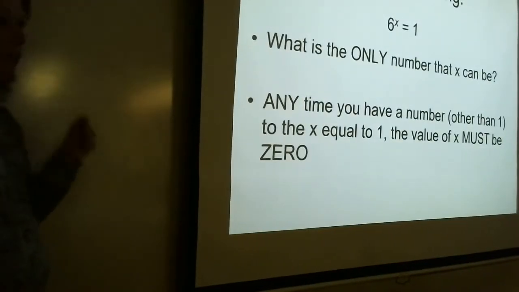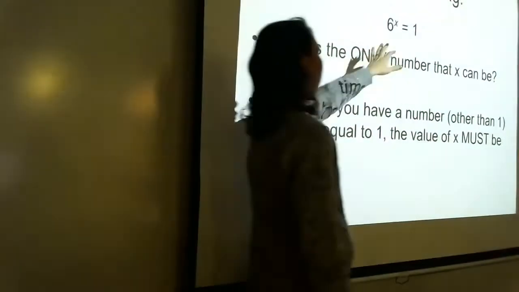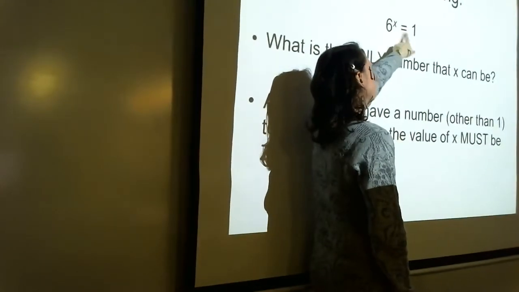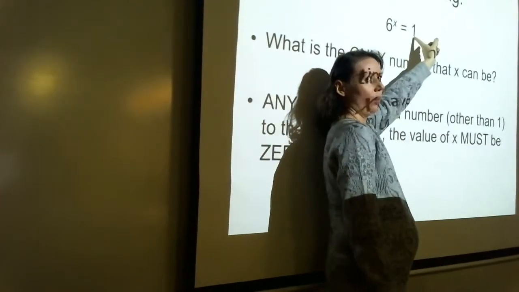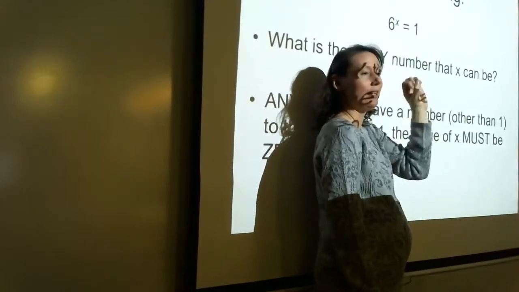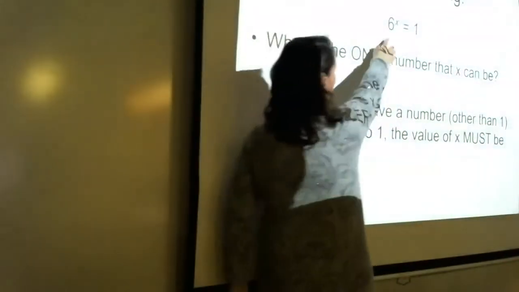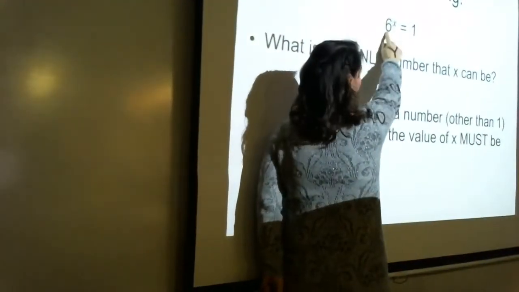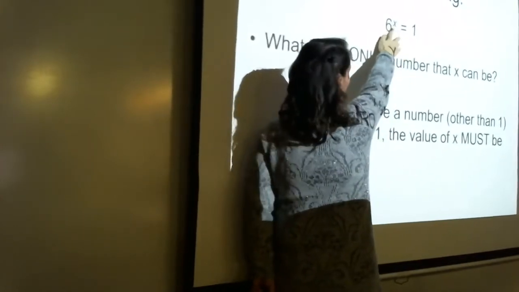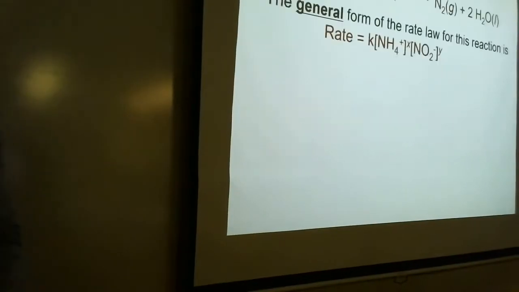Now, here's the last one that might throw a little bit of a loop at you. If any number, it doesn't matter what this number is, any number to the x is equal to 1, what's the only number x could be? 0, right? Because anything to the 0th power is 1. Okay, so it doesn't matter what this number is, it can be 4 trillion. If any number to the x is equal to 1, the only answer that x could be is 0. Okay, so just keep that in mind too.